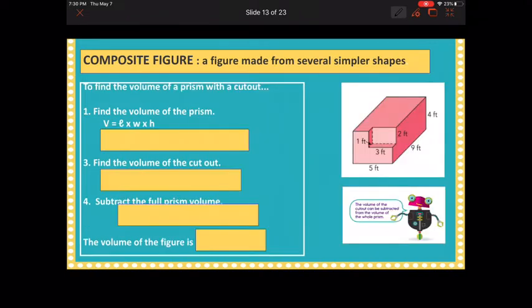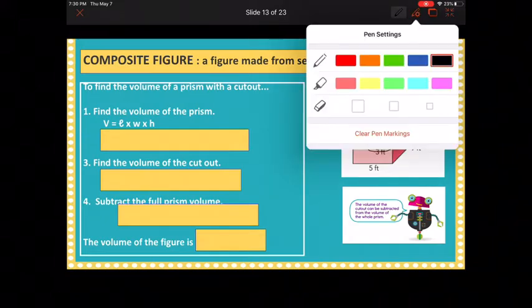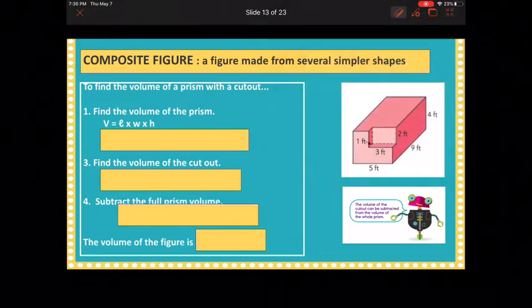Let's move on. Let's take a look at this composite figure. Really, it's a rectangular prism with a piece right here that is cut out of it. Do you see that piece right here? They just cut that piece out. All right, so how do we figure out the volume of a composite figure with a cutout? Let's look to the left in our box here.